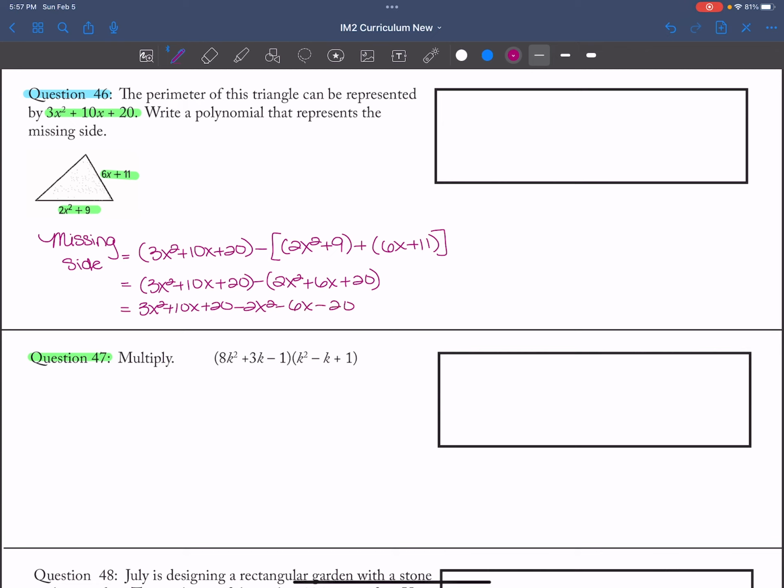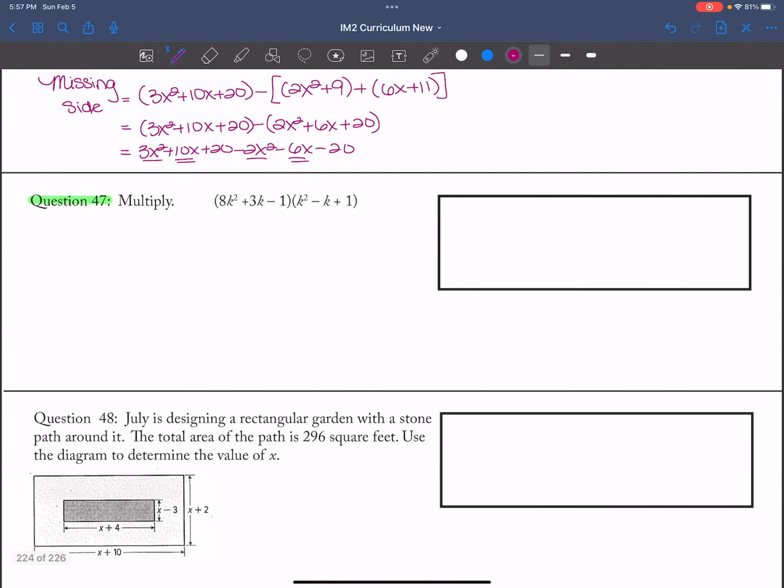So then I'll combine my like terms, so that my missing side length is, let's see, x squared. So I have my 3x squared and my 2x squared, and then I have a 10x and a 6x, so a plus 4x, and then the 20s go away. Okay, and that is it for every other even.